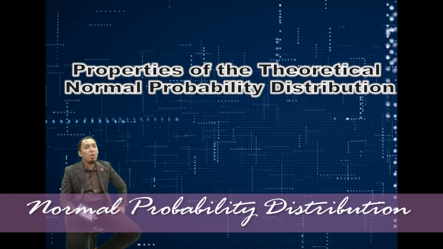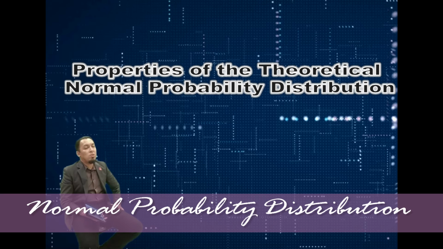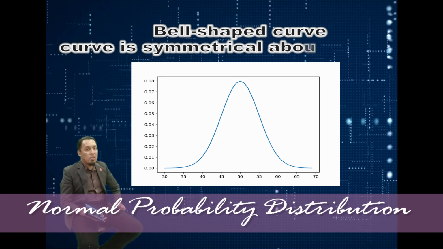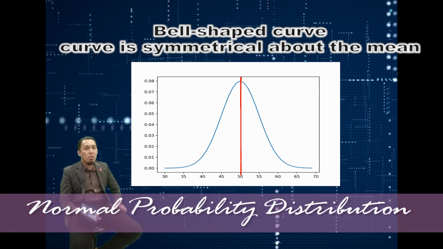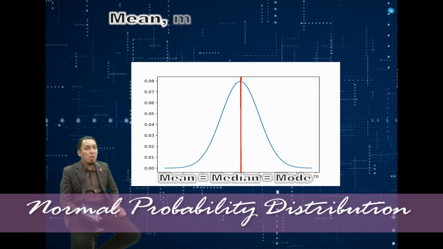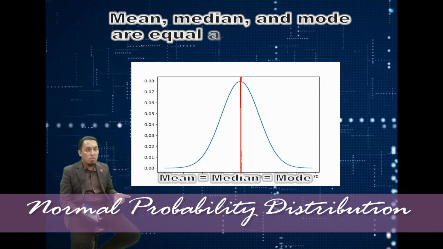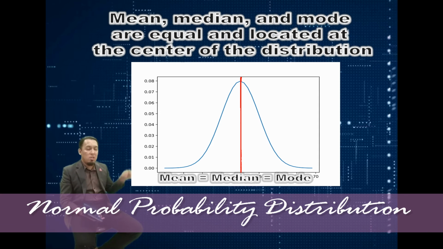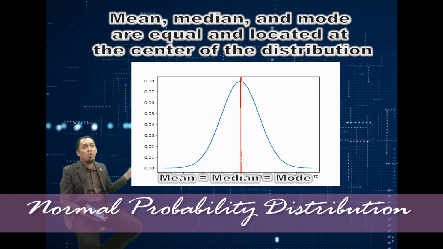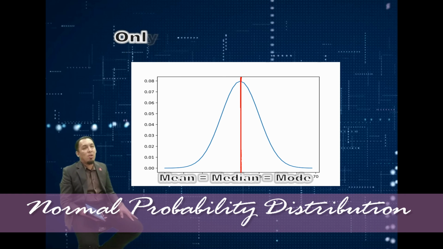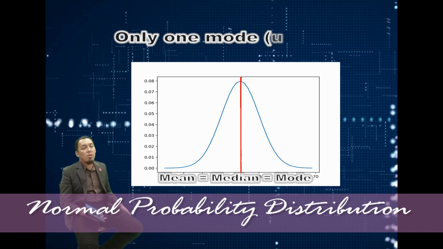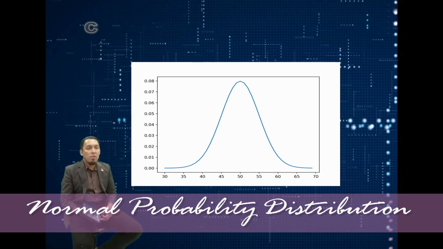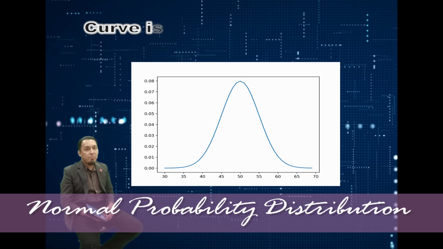Let's look a bit at the properties of the theoretical normal probability distribution. We have 5 properties. It should be a bell-shaped curve, and the curve is symmetrical about the mean. The mean, median, and mode for a normal distribution are equal and located at the center of the distribution. This is for the ideal normal distribution. It should only have one mode, or we can call it unimodal. And the curve is continuous.